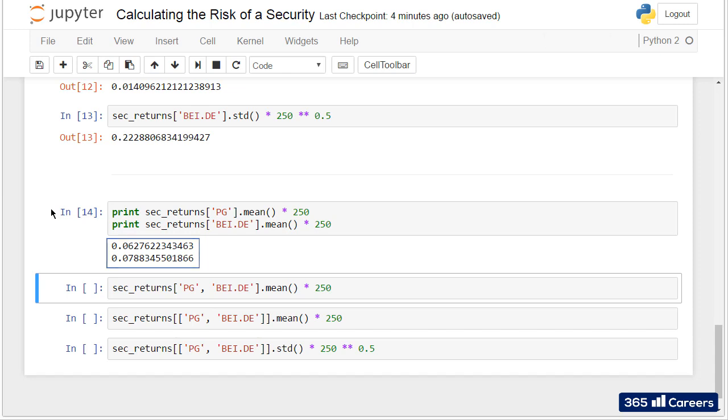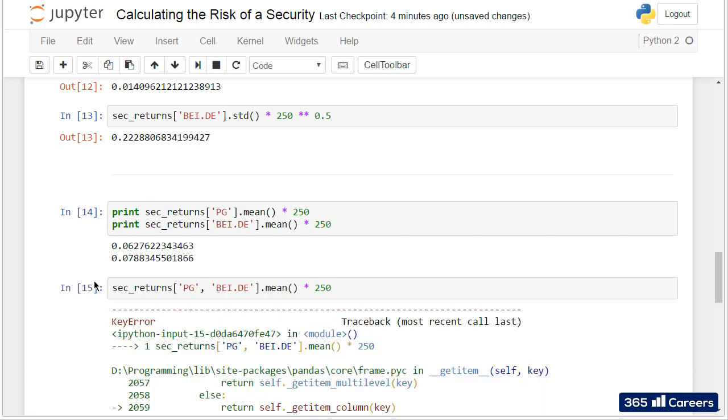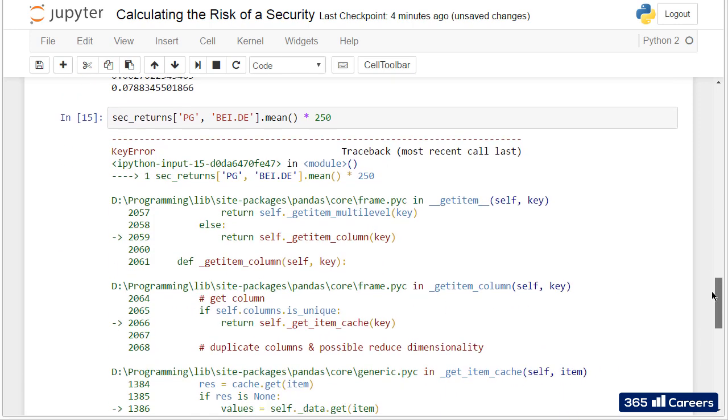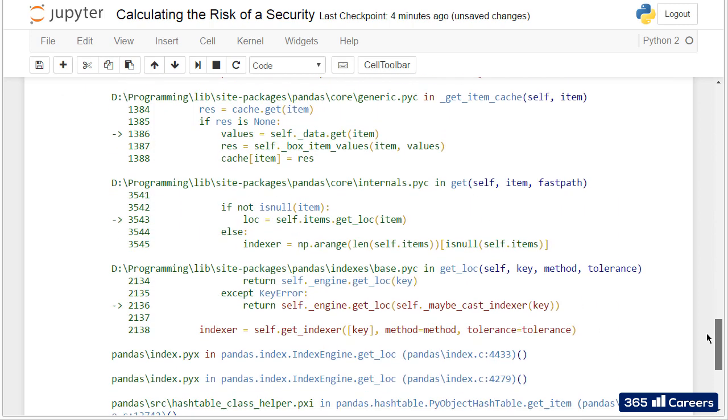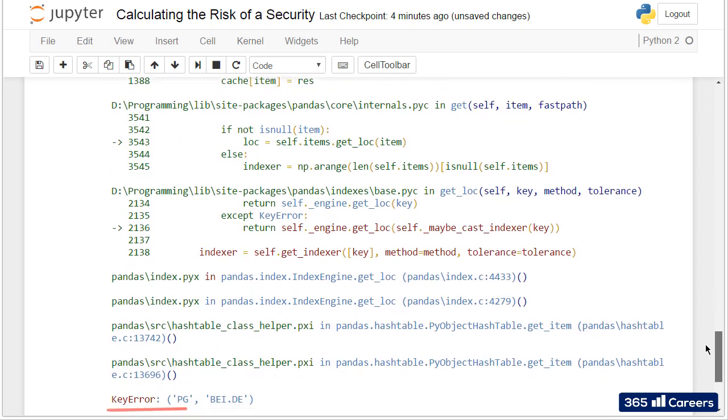The second way is more stylish, but is trickier. From the security returns data, we could extract the mean of both companies after writing one line of code. We must enlist their tickers, separated by a comma. Apparently, this would not be enough, since the output of this cell shows an error. NumPy has the answer to this issue.